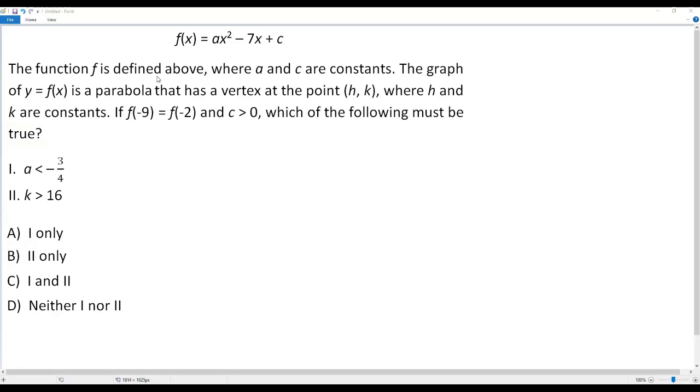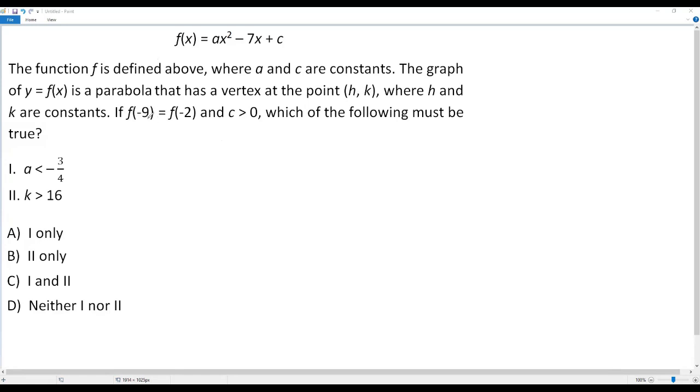Here we have a SAT math problem. Okay, let's go to the question. f of x equals ax squared plus 7x plus c. The function f is defined above where a and c are constants. The graph of y equals f of x is a parabola that has a vertex at the point (h, k) where h and k are constants.